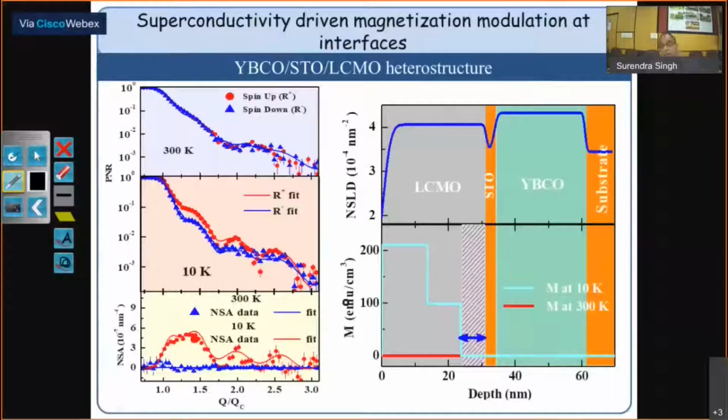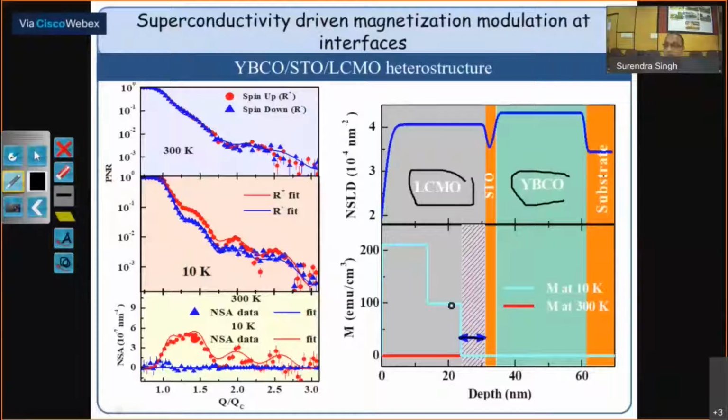Again, for this study we have done all the characterization techniques. Here I'm just showing the PNR study and the result we obtained from PNR. At 300K there is no ferromagnetism in this system. At 10K you see there is quite some ferromagnetism, and here I'm showing the NSF, nothing but the difference between these two. This is the nuclear scattering density on top, showing the substrate, then YBCO, then the thin STO layer, then LCMO. At 300K we don't have any magnetization, and at 10K we found a magnetic dead layer at the STO interface.